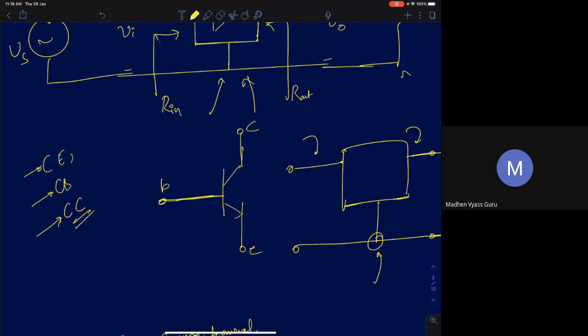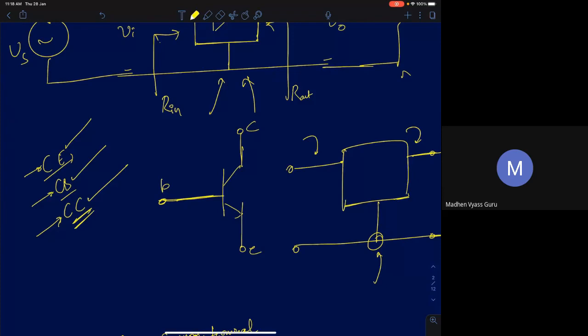So if I pick one terminal as the input, the other terminal as the output, the 3rd terminal becomes the common terminal. Since BJT is a 3-terminal device, I can expect it to have 3 configurations: common emitter configuration, common base configuration, and common collector configuration. In common emitter, the emitter is the common terminal between input and output. In common base, the base is the common terminal between input and output. In common collector, the collector happens to be the common terminal.